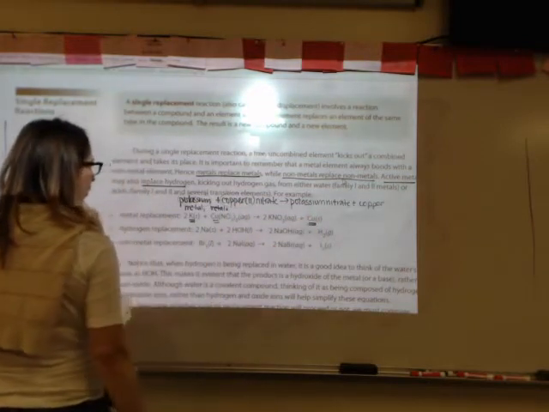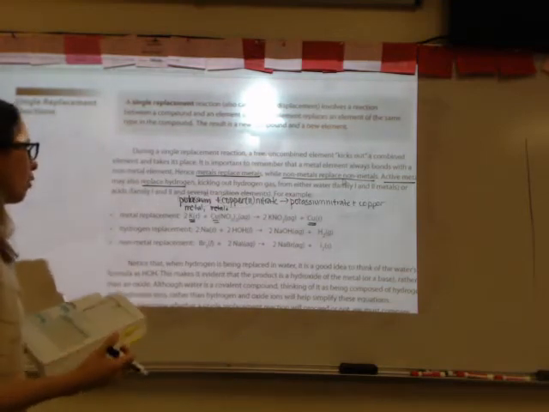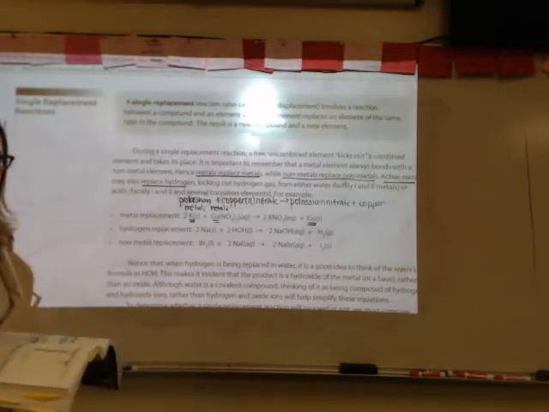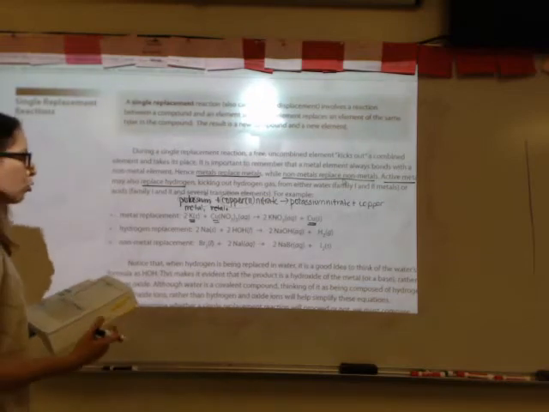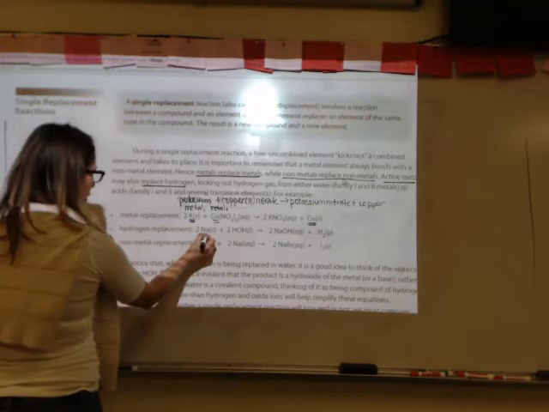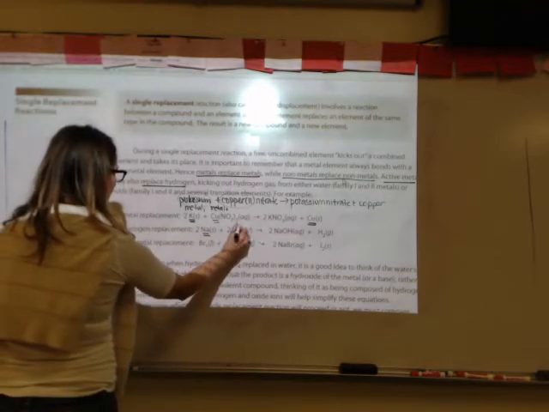That Roman numeral is only important when it's in a compound. Generally speaking, if you have a transition metal and you don't know what the charge is going to be on that transition metal when you put it in a compound, it is generally a +2 or a Roman numeral 2. Okay? For the hydrogen replacement, when you have a metal alone, it can replace hydrogen in water.